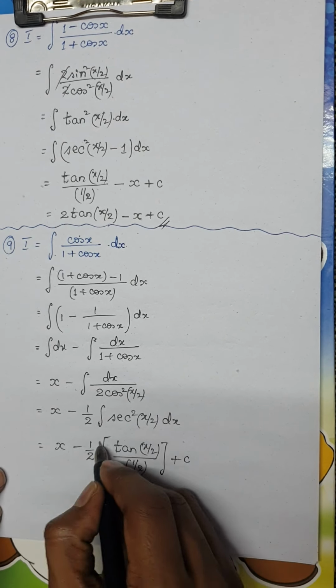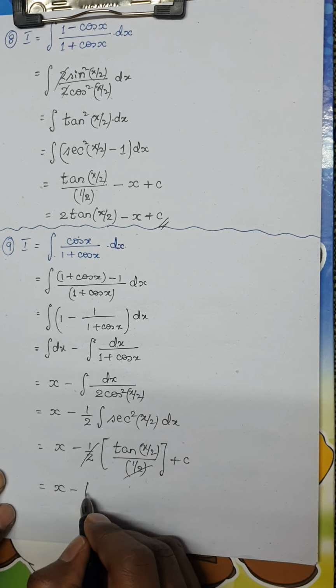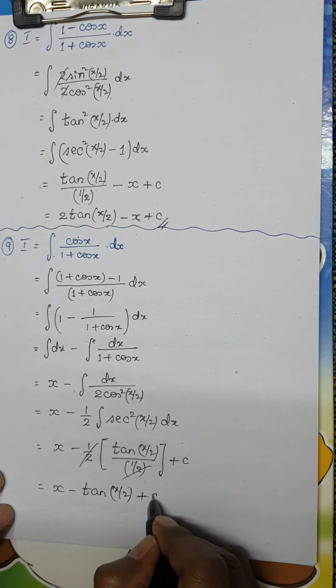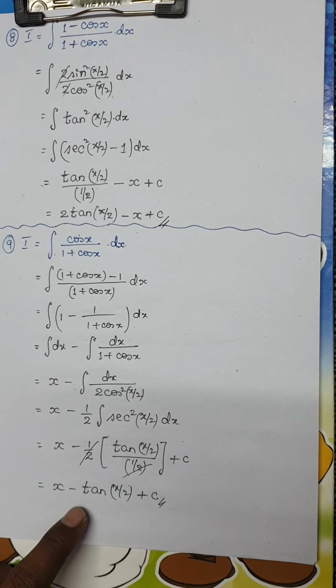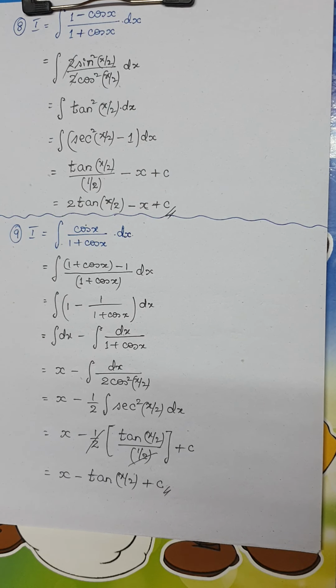Now you can see here, this half and half will get cancelled, so my final result would be x minus tan of x by 2 plus c, the constant of integration, and that will conclude the final answer for the above integral. Okay, right.